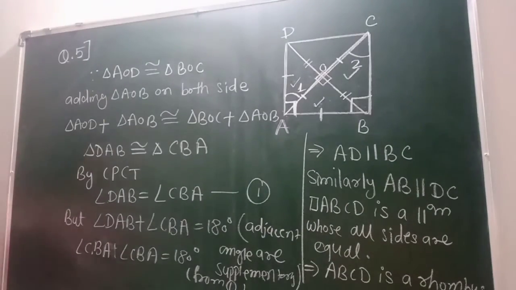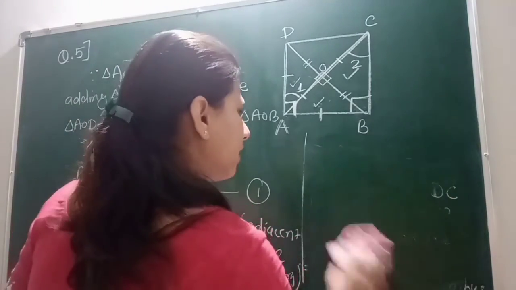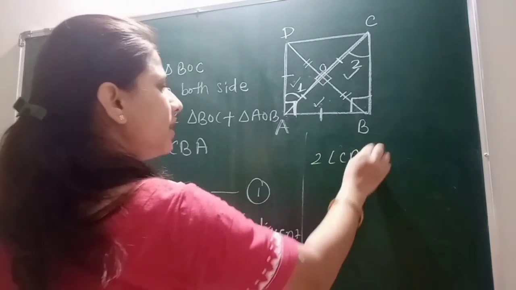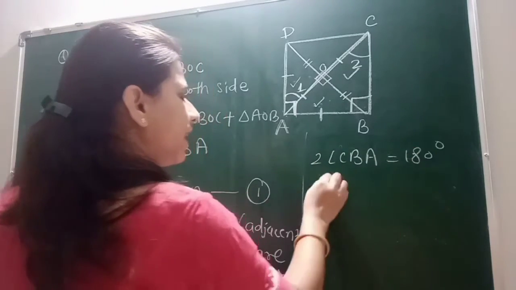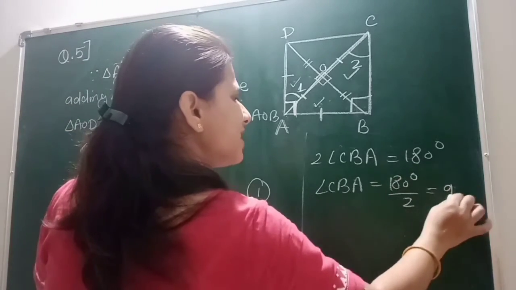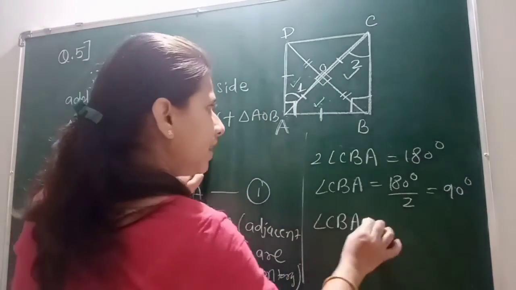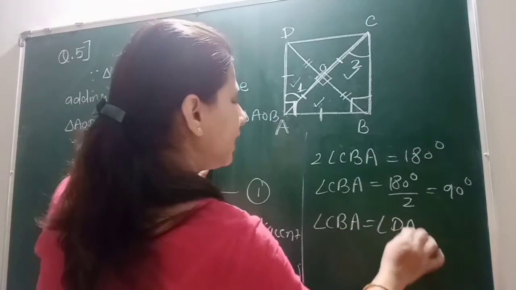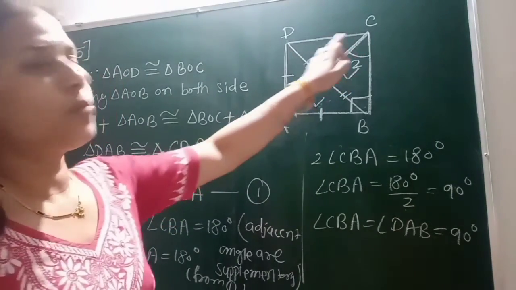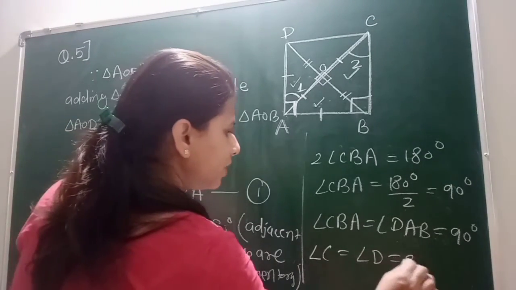And when we add this, we will get 2 times angle CBA. And when we shift 2 from the left hand side to the right hand side, angle CBA equals 180 degrees upon 2. It means 90 degrees. It means both angles will equal 90 degrees. Angle CBA equals angle DAB equals 90 degrees. Similarly, student, these angles will also equal 90 degrees. Okay, angle C equals angle D equals 90 degrees.